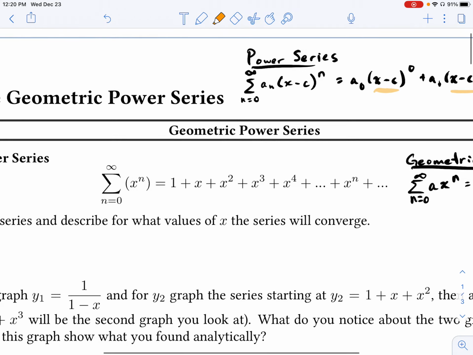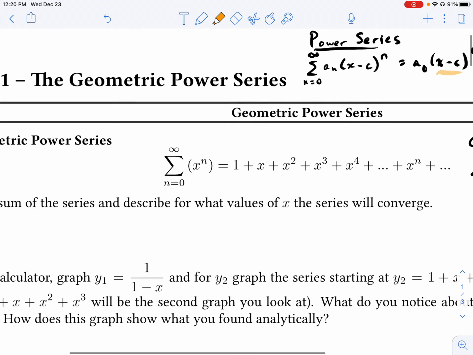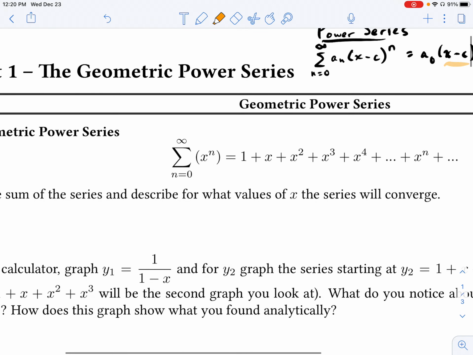So let's look at this particular geometric power series that we have here. So a sub n is x to the n power, and we would write 1, the next term would be x, next term after that would be x squared, and so on and so forth. Here we notice that our coefficients in this case are all 1, so they're all constant.